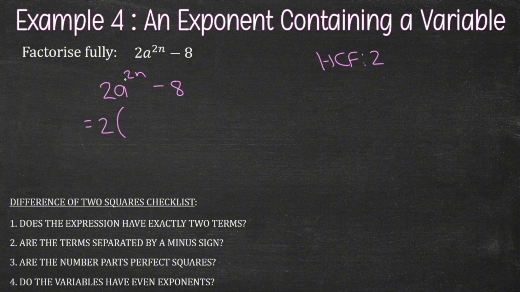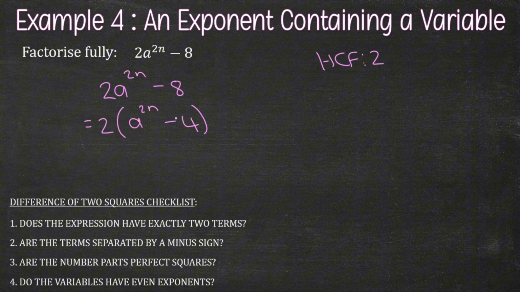So I've got this 2a to the power of 2n divided by 2, and 2 divided by 2 gives us 1, so I can just write down a to the power of 2n. Next up, I've got negative 8 divided by 2 gives us negative 4. Now let's look at the expression that's inside the brackets, this a to the power of 2n minus 4. We are now going to check whether this is a difference of 2 squares. So first, does this expression have 2 terms? Yes, a to the power of 2n and 4.